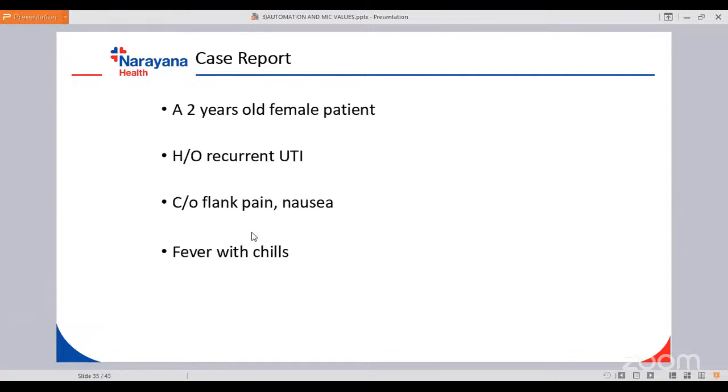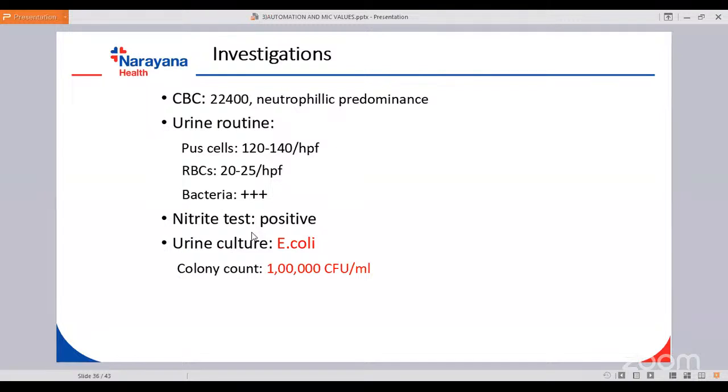So coming to a case, suppose you have a 2-year-old female who comes with recurrent urinary tract infection, has got flank pain indicating pyelonephritis and fever with chills. You've done a CBC which shows a total count of 22,000 and a urine routine which showed plenty of pus cells, RBCs, bacteria. Your nitrite test was positive. You grew E. coli with a colony count of 10 days.